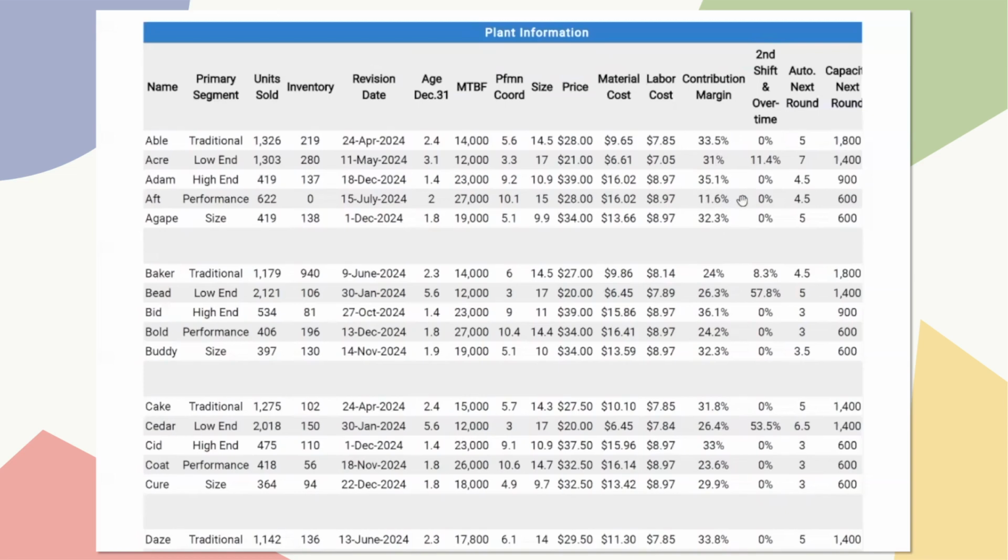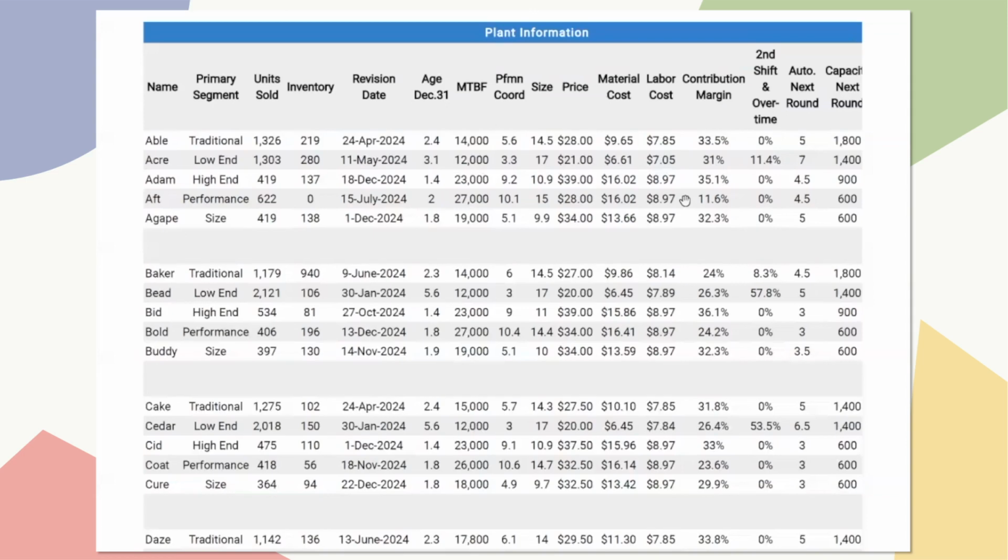Contribution margin is driven by price and variable costs, which are shown in the 3 columns to the left of contribution margin: labor cost, material cost, and price. Some quick math adding together labor and material costs, we can see Aft's variable costs are roughly $25. That's how much it costs to make 1 unit. And they're selling Aft for a price of $28. So 25 to 28, that's not an effective margin. That's not going to help us generate healthy profits.